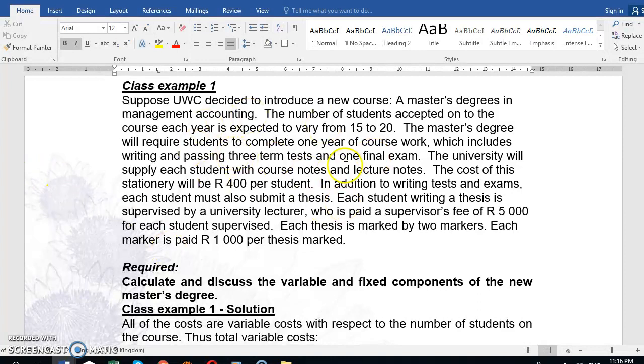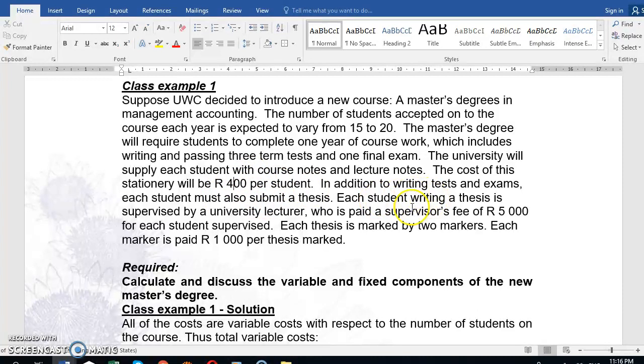If we look at cost for cost, the first cost in here is the $400 per student. Remember the definition: variable changes with the number of units produced or units sold, whereas fixed does not change with units produced or units sold. The cost of the stationery is $400 per student. As you can see, the more students there are, the more we'll have to pay for the stationery, because that 400 will be multiplied by the number of students. Therefore that 400 is definitely a variable cost.